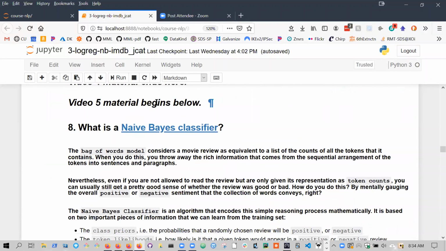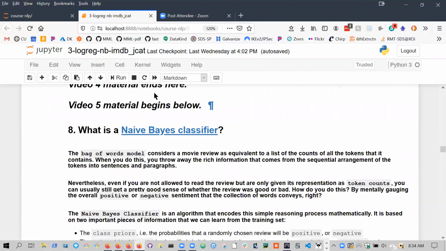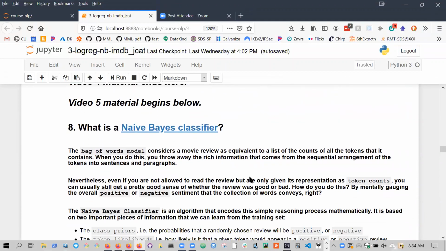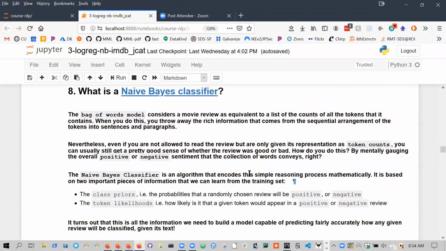So I just wanted to review through video 4, and that's where video 4 ends, and video 5 material begins here, and so this is the main point of our meeting today, to discuss the naive Bayes classifier. So I'll just read through this a little bit. The bag of words model considers a movie review as equivalent to a list of the counts of all the tokens that it contains. Remember the bag of marbles kind of thing that I was talking about? And each token corresponds to a different colored marble. So that's how you can think about this bag of words method.